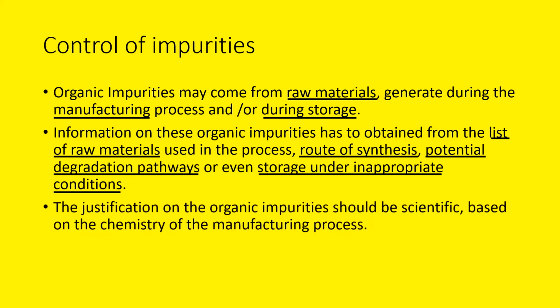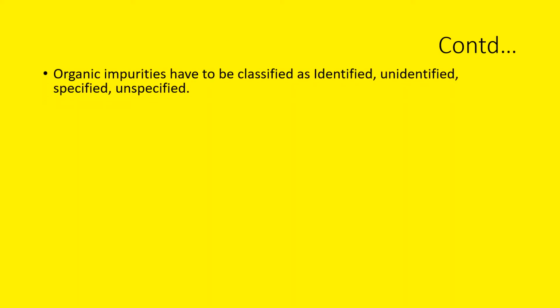The justification on the organic impurities should be scientific, based on the chemistry of the manufacturing process. As discussed so far, everything has to be scientifically derived and risk assessment made. Organic impurities have to be classified as identified, unidentified, specified, and unspecified. Let us see more details on classification of organic impurities. This is very important for you to know.